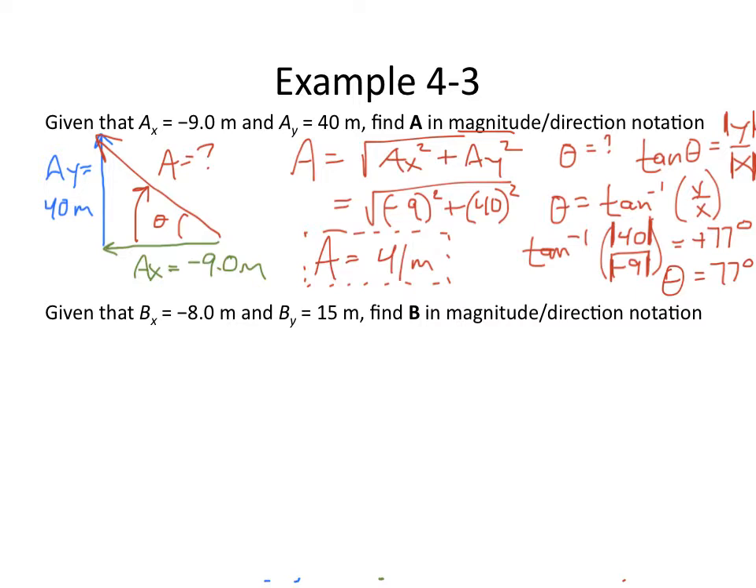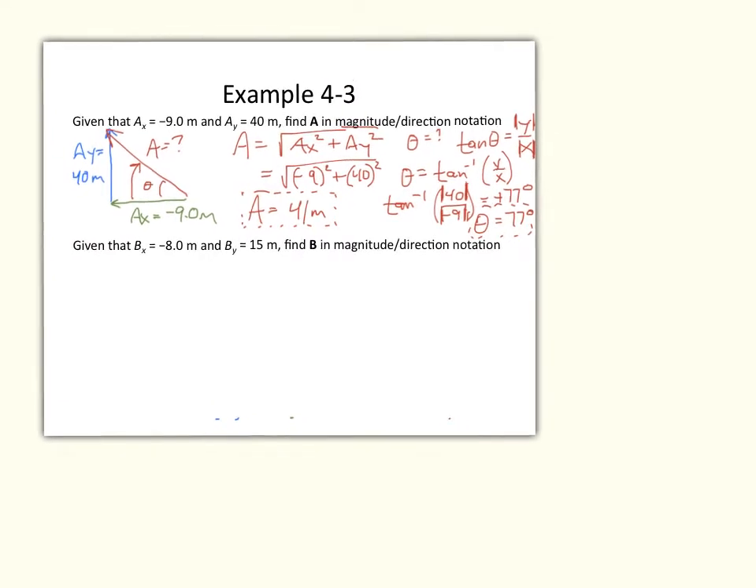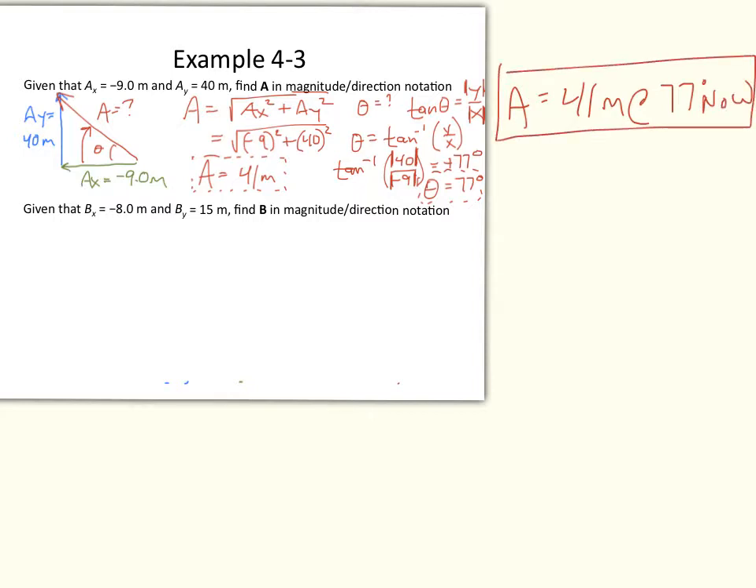So let's return to our actual answer. This is our direction answer. This right here is our magnitude answer. And so we're just going to write it all out. Since I just about ran out of space, let me see if I can pinch this down a little bit. All right, that works too. We're going to say that our answer for A is going to be 41 meters at 77 degrees north of west. That is our final answer for the first part of the problem.